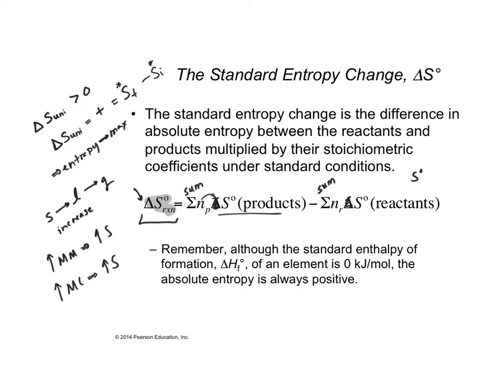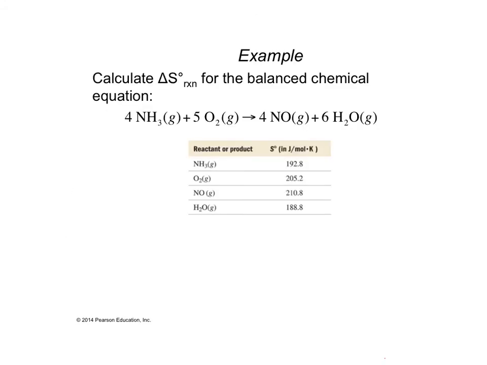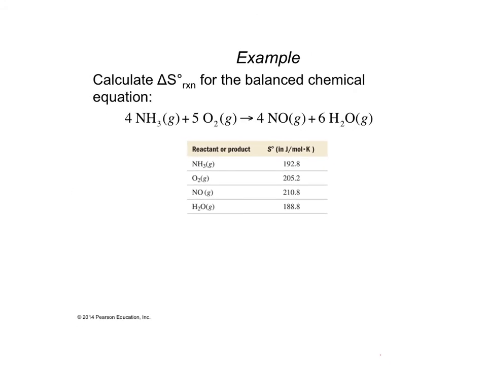Okay, so how are we actually going to utilize these to calculate this standard entropy change for any type of chemical reaction that we can imagine? So let's say that we have this chemical reaction. We have ammonia, and there are 4 of them, reacting with oxygen, going to make NO and H2O. Okay, so how are we going to utilize these standard molar entropies that we have looked up in the back of the book to calculate the overall change in entropy for this reaction? So we'll do that in just 1 second.